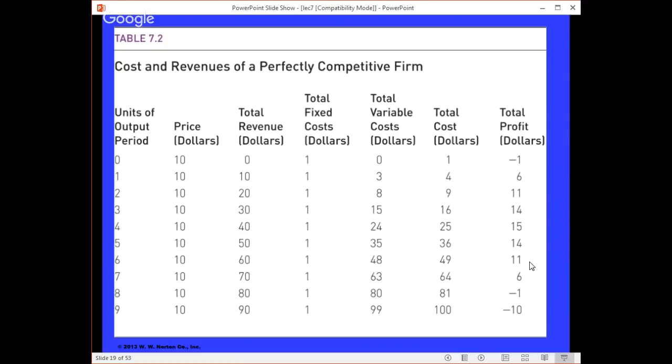And in this case, I can see that profit is maximized here at 4 units. So each firm in this perfectly competitive industry, we're assuming they're all the same. They have the same cost function and the same total revenue function. They maximize at 4, and they'll have a profit of $15 when they produce 4 units.